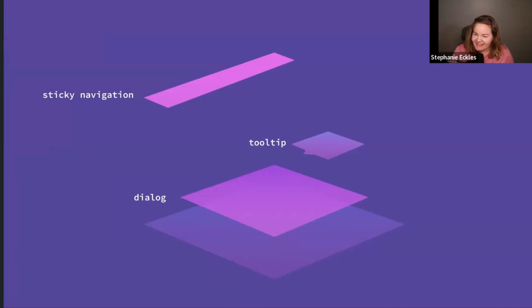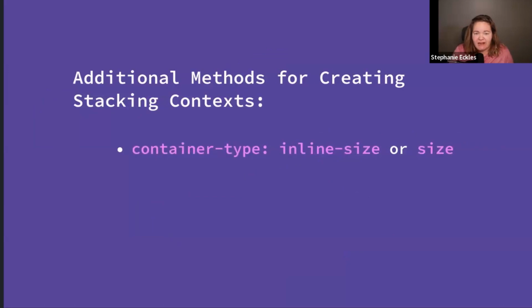So, what creates stacking context? Most commonly, you'll end up with a new stacking context from using a fixed or sticky positioned element, or combining position absolute or relative along with z-index. Interestingly, container type inline-size or size also creates a new stacking context, which is useful to know if you're starting to use container queries.